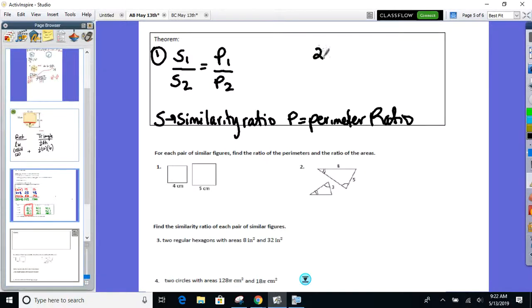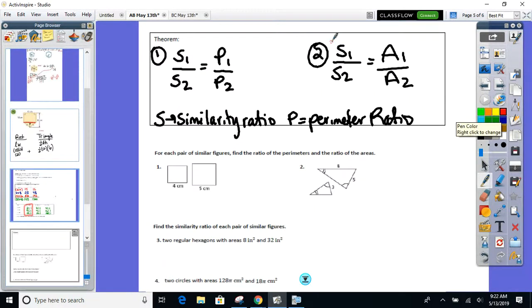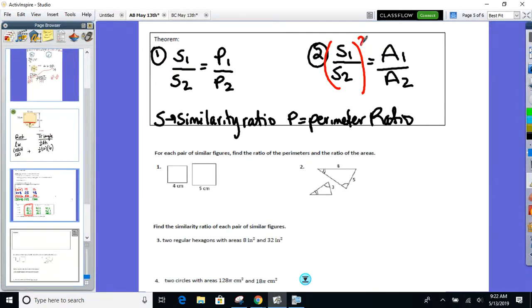All right, now, same thing. If you know the similarity ratio, was this true, that the areas had the same ratio? Is that true? No, somebody adjust this for me. How do I make this equal? I square the similarity ratio. Okay? And then A for area ratio. Only if they're similar. Only if they're similar.